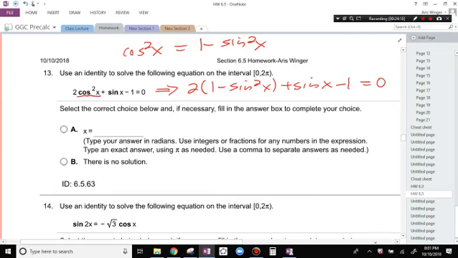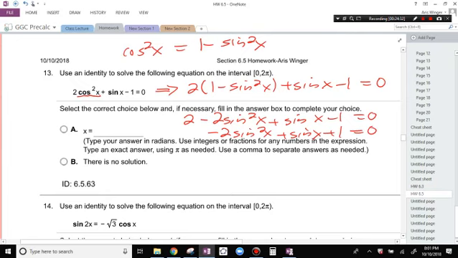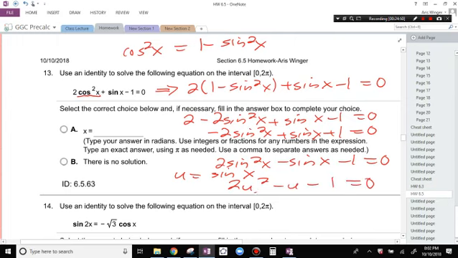And so doing some simplifying, distribute the 2, 2 minus 2 sine squared x plus sine x minus 1 is equal to 0, minus 2 sine squared x plus sine x plus 1 is equal to 0, and then multiply everything by minus 1. 2 sine squared x minus sine x minus 1 is equal to 0, and then it becomes one of the problems we just did earlier, right? 2u squared minus u minus 1 is equal to 0.